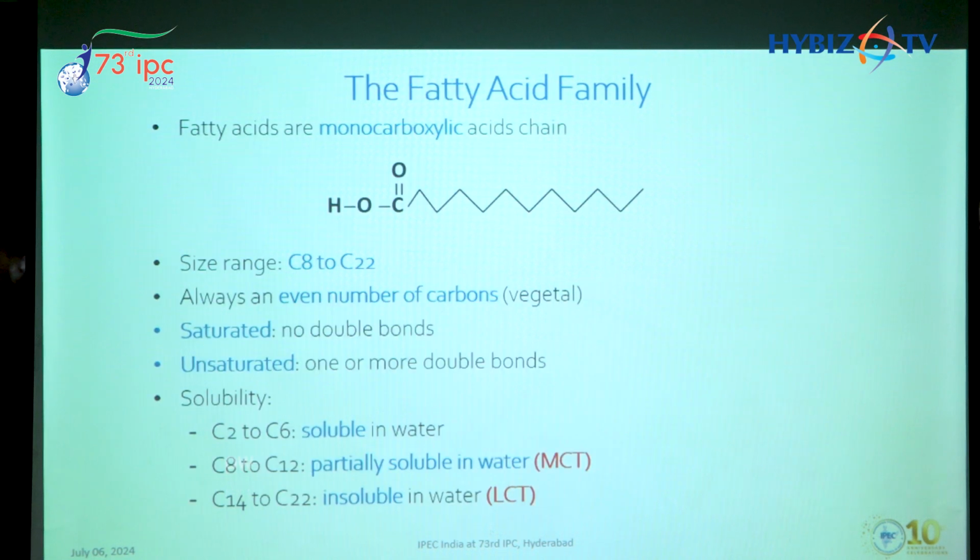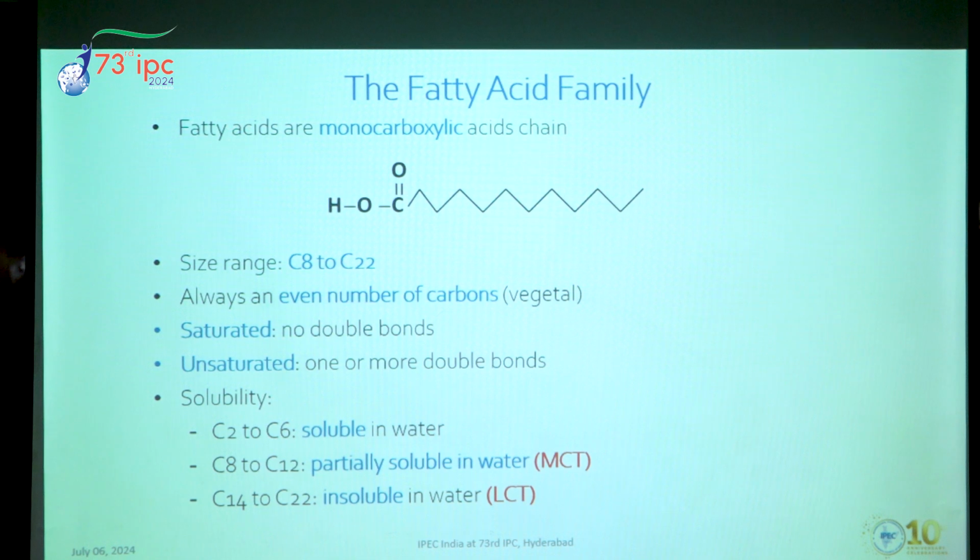The fatty acids are monocarboxylic acid chains followed by an acyl group. The number of carbon atoms that are linked to one another in a fatty acid chain determines the physicochemical property of the fatty acid. Also, the presence or absence of unsaturation or saturation determines the physicochemical property. For example, fatty acids with carbon atoms ranging between C2 to C6 are water miscible. A classic example is acetic acid, which we all have worked with during our chemistry lab, and acetic acid is highly miscible in water.